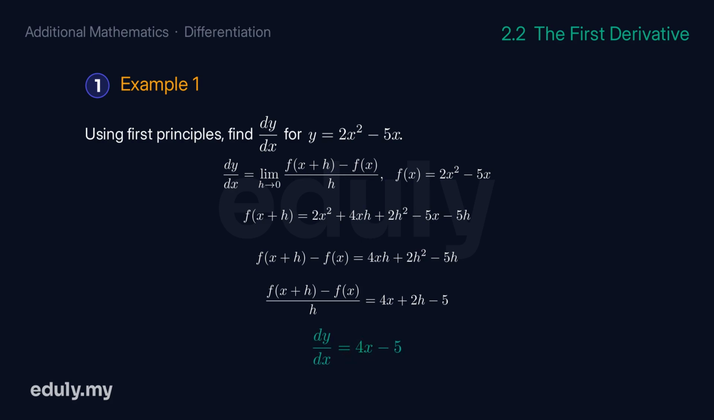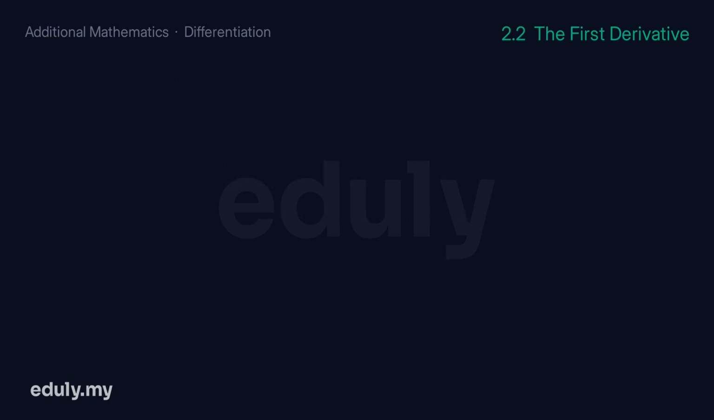Now let h go to 0. The 2h term vanishes, leaving dy over dx equals 4x minus 5. Check independently with the power rule, and you get the same answer. dy over dx equals 4x minus 5.